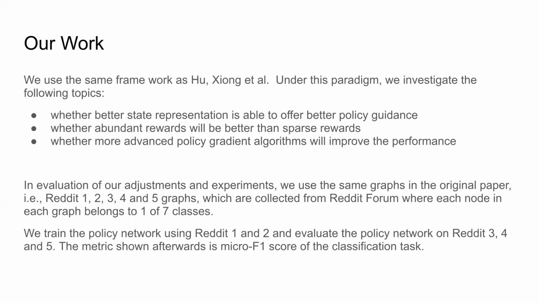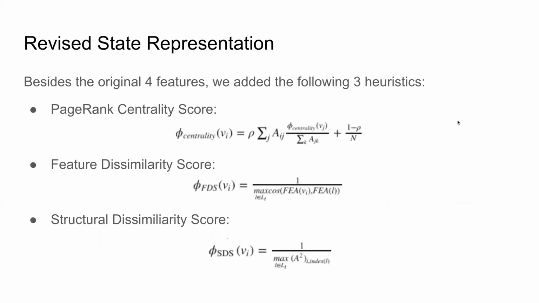In the evaluation of our experiment, we use the same graphs as in the original paper, which are Reddit 1, 2, 3, 4, and 5 graphs, collected from the Reddit forum, where each node in each graph belongs to one of 7 classes. We train the policy network using Reddit 1 and Reddit 2, and evaluate the policy network on Reddit 3, 4, and 5. The metric shown afterward is the micro F1 score of the classification test.